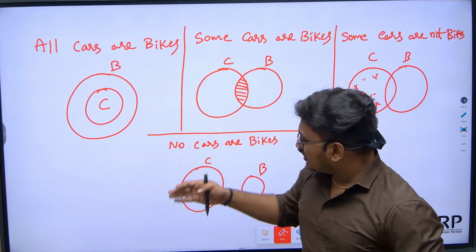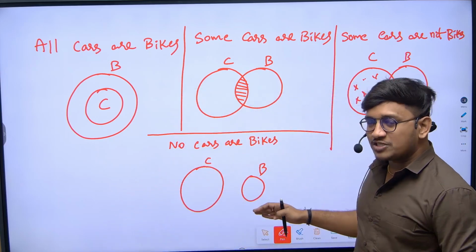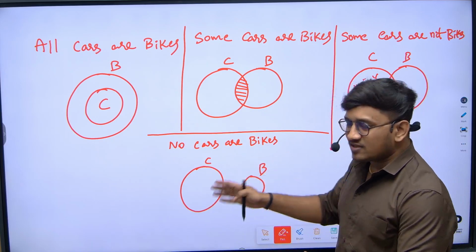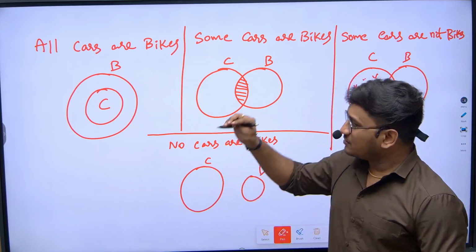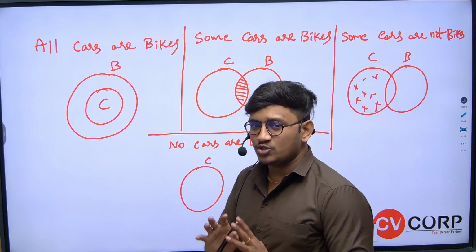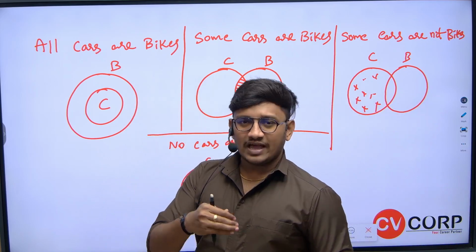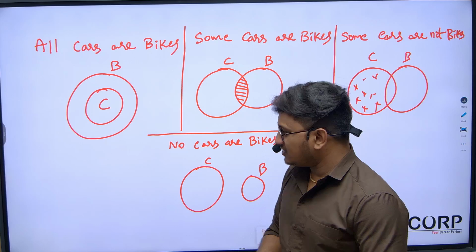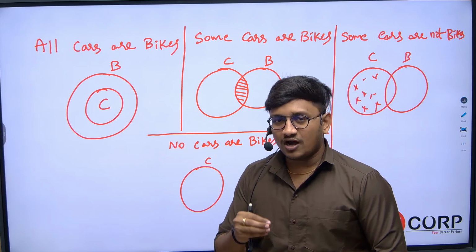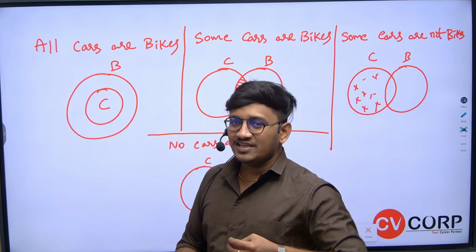Now the last one, no cars are bikes. No cars are bikes means, obviously, the car and bike circles should not intersect. These are the minimum basic diagrams that we should understand before solving syllogisms questions. Now the approach that we are using is the Venn diagram approach, and we will see how to analyze, which is the easiest way to solve.